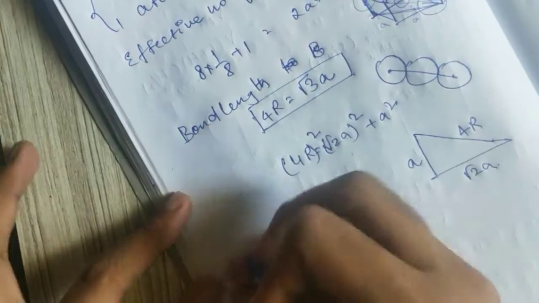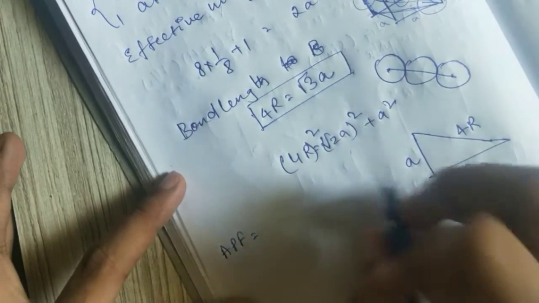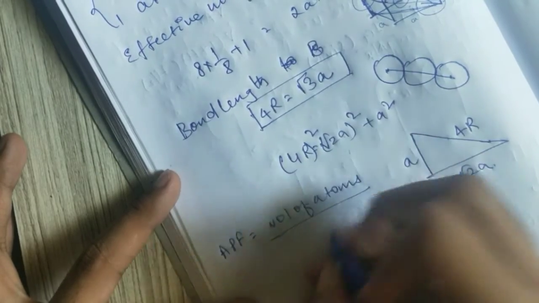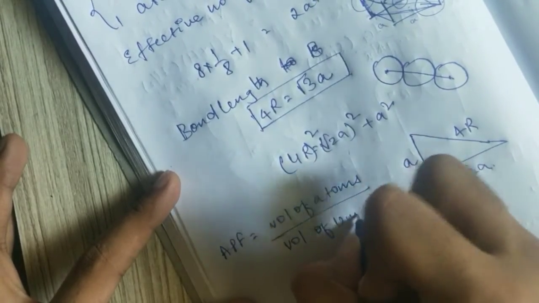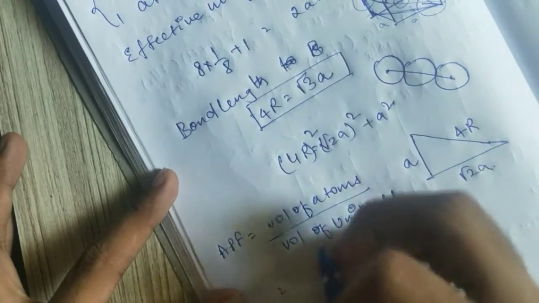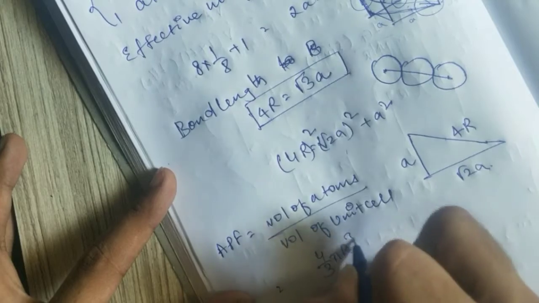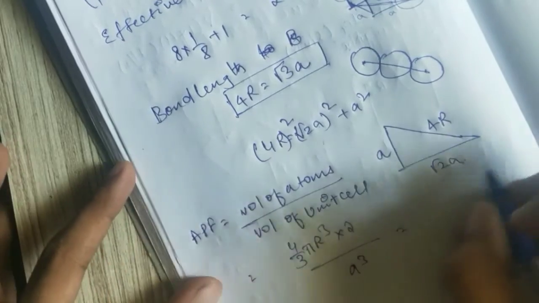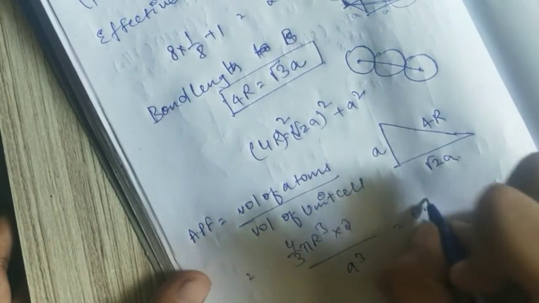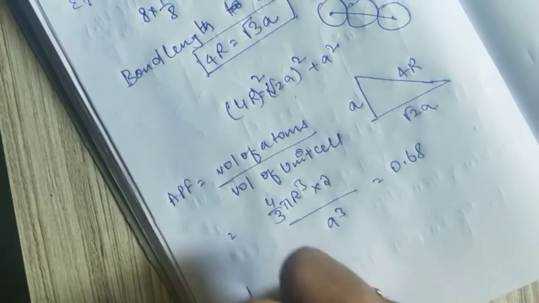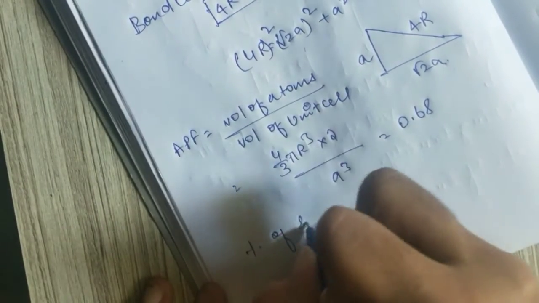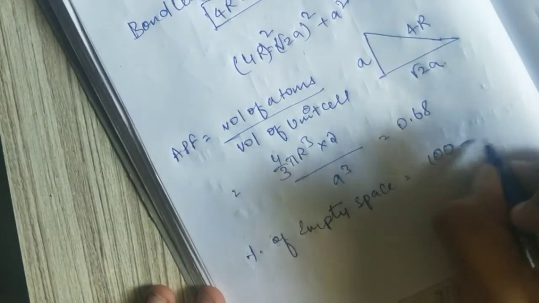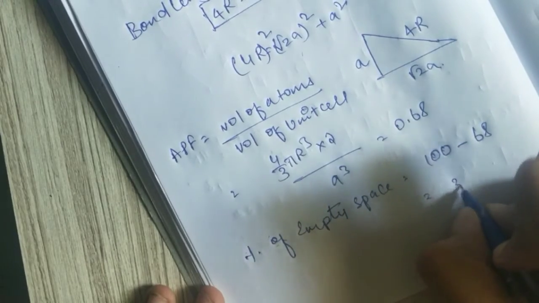And next other thing is atomic packing factor. This is volume of atoms divided by volume of unit cell, that is equal to volume of one atom, 4 by 3 pi r cube, into how many atoms are there, effectively 2 atoms, divided by volume of unit cell, which is a cube. On calculating, we'll get atomic packing factor as 0.68. Okay, and percentage of empty space, this is 100 minus 68, that is equal to 32%.